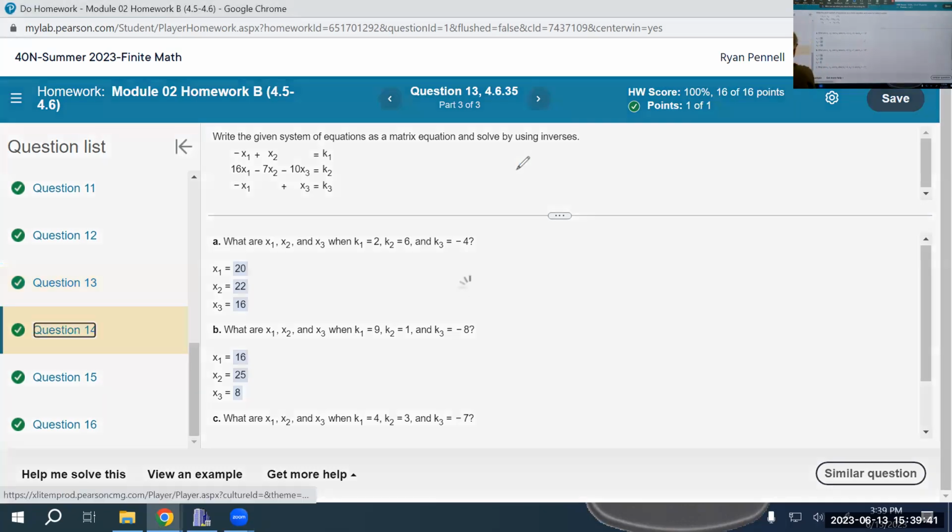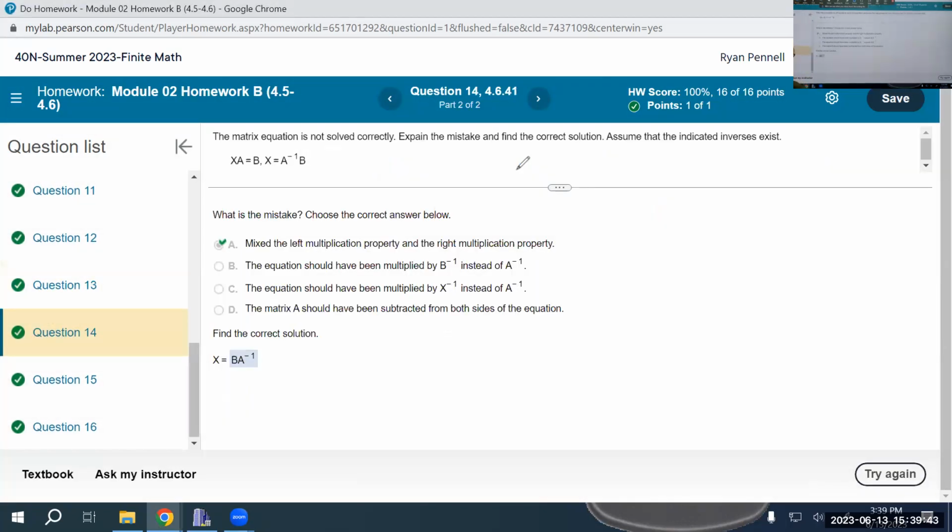11 minutes to go. Let's look at this. This one's just a general idea. The matrix equation is not solved correctly. Explain the mistake and find the correct solution. Assume that the indicated inverse exists. XA equals B. All right, I'll just start. XA equals B. I'm trying to solve for X. Well, what would I have to do?